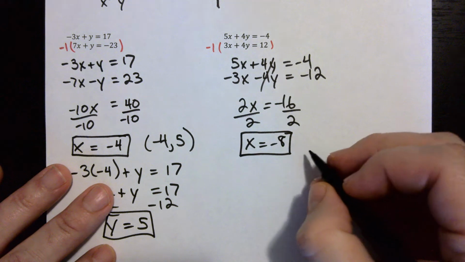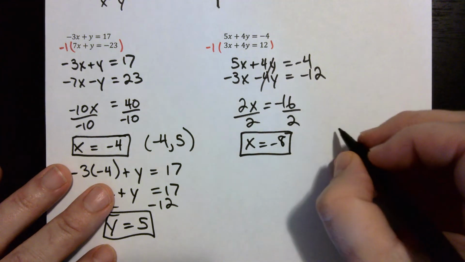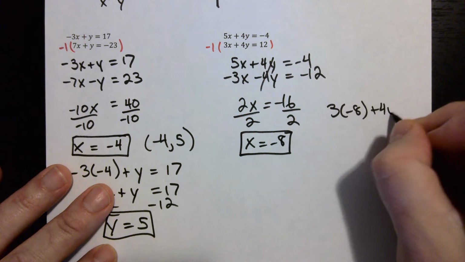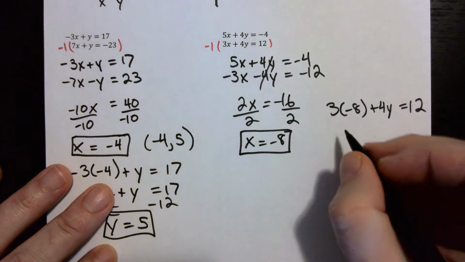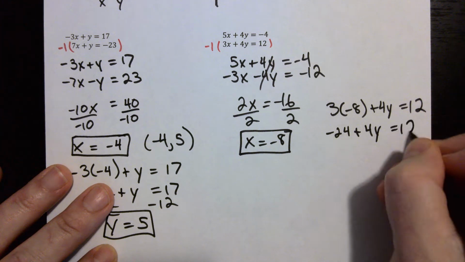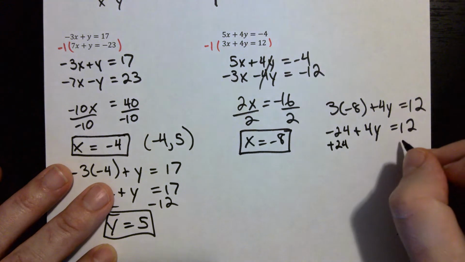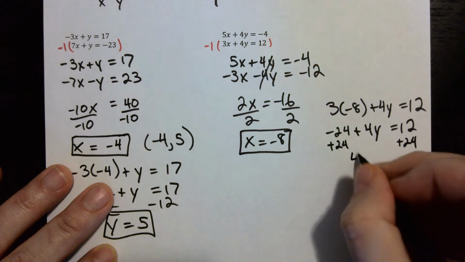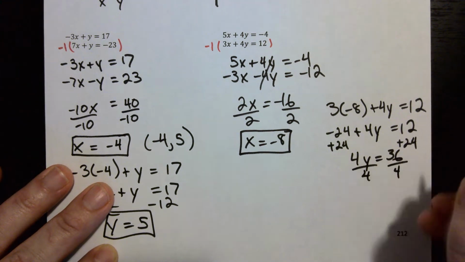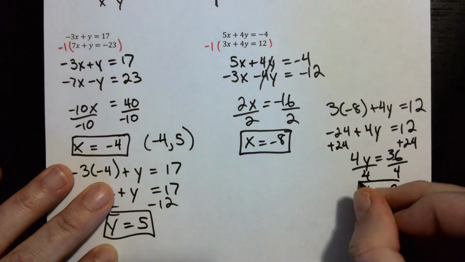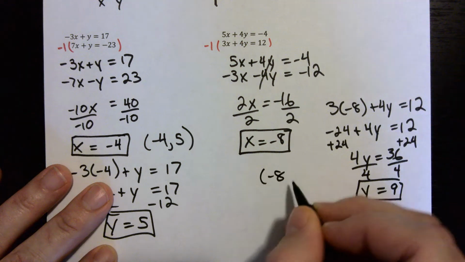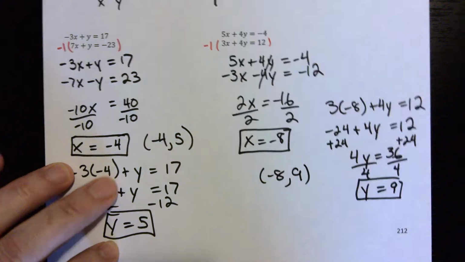Okay, we plug that in to either one. I'll use the second one this time. So 3 times negative 8 plus 4y equals 12. So that's negative 24 plus 4y equals 12. If I add the 24 to both sides, I get 4y is equal to 36, and I divide by 4, I get y is equal to 9. And that gives me the ordered pair solution of negative 8, comma 9.